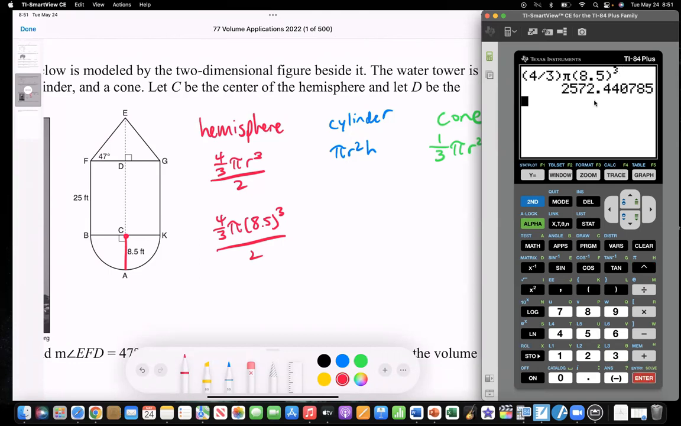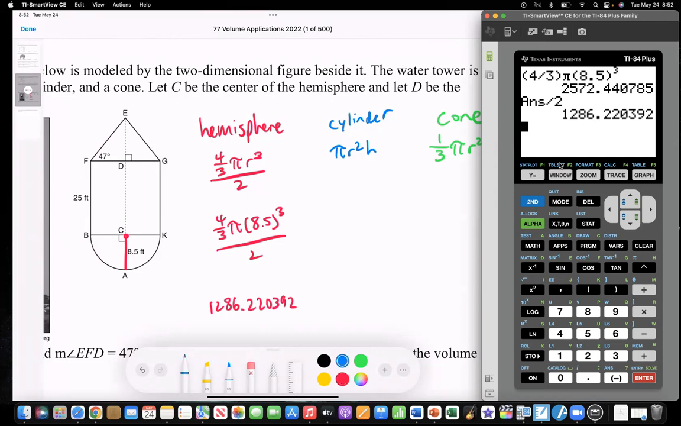Okay, so that's the volume of the full sphere, and we want half a sphere, so I'll divide that by 2. So it looks like we're going to get about, and remember, we're not going to round early, we're going to keep everything until our final answer. So I'm going to leave this in the calculator, I'll just copy and paste it when we're adding them all together. So I'll write the full thing there. Okay, so there's my hemisphere.